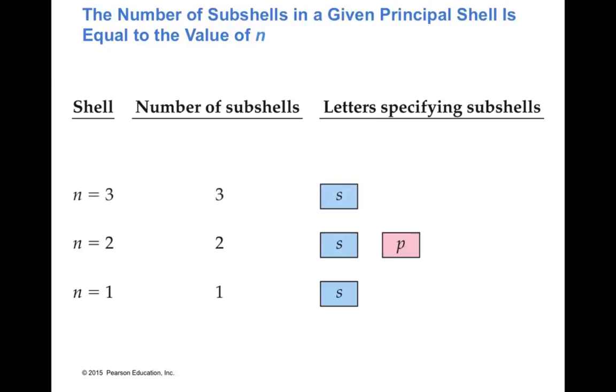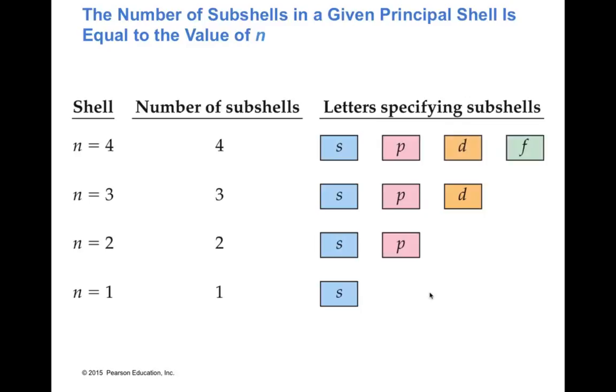In the third shell, we're going to have 3 subshells: the 3s, the 3p, and also the 3d. And for shell number 4, we're going to have 4 subshells: the 4s, the 4p, the 4d, and the 4f. In shell number 1, the only one that we're going to find is 1s. There is no existence of a 1p or 1d. Neither are you going to find a 2d or 2f. The only options that you have for shell number 2 are a 2s or a 2p. For n equals 1, you're never going to find 1p, 1d, or 1f.